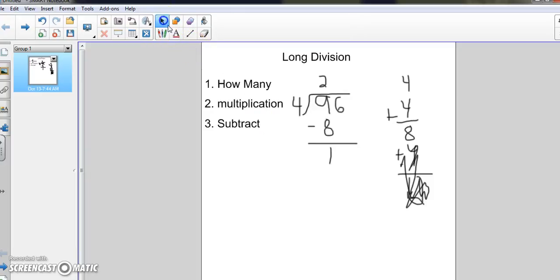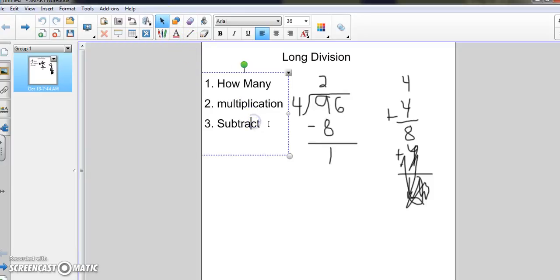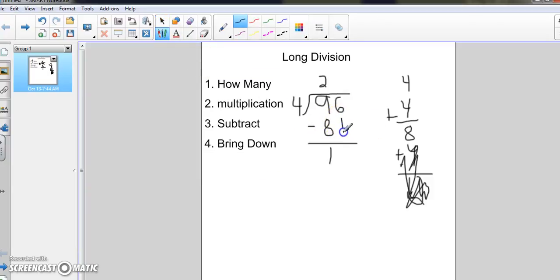And my next step, repeat. And, oh wait, no, I was completely wrong about that. It's not repeat. I apologize. It is actually bring down. Hopefully you caught me on that step. Because if we didn't bring down, we couldn't do a full repeat. So I bring down the next number in the place value here. And this becomes a 16.